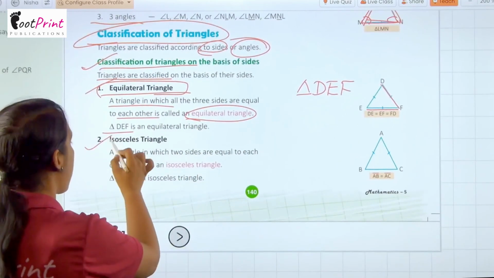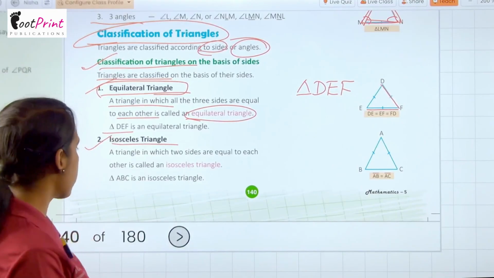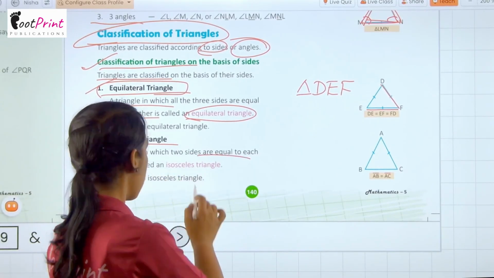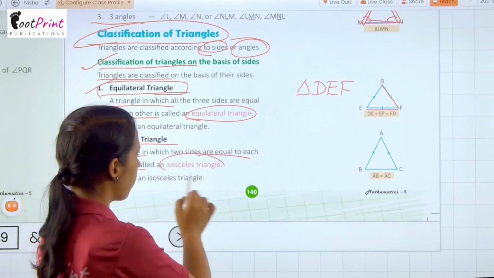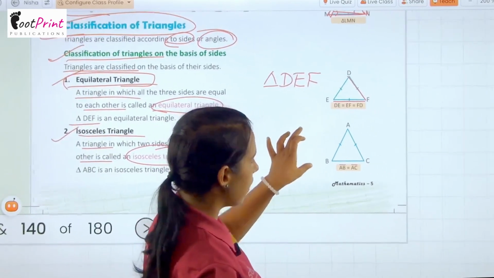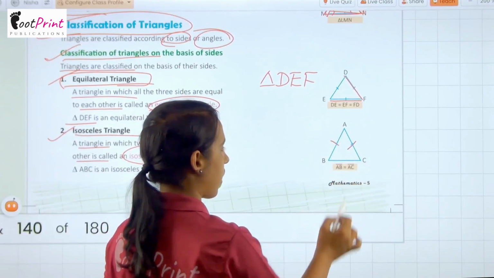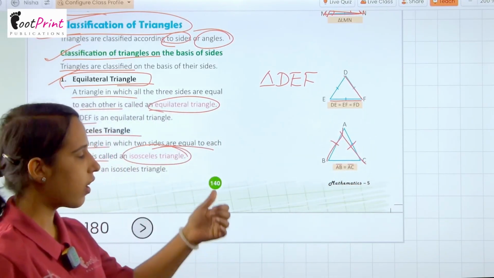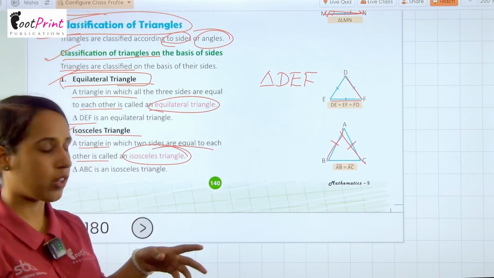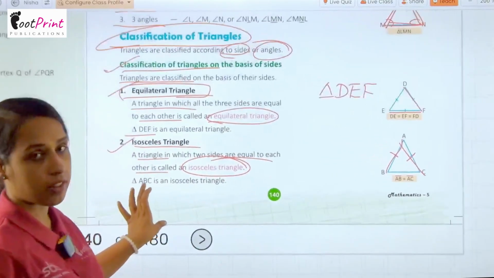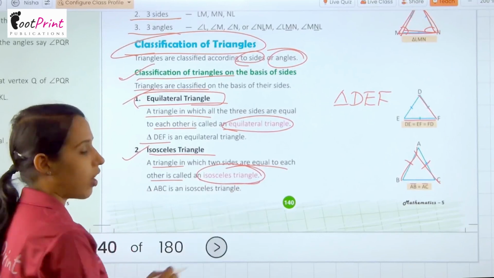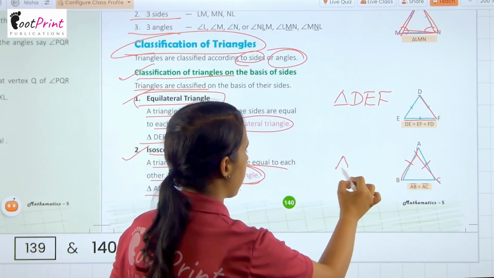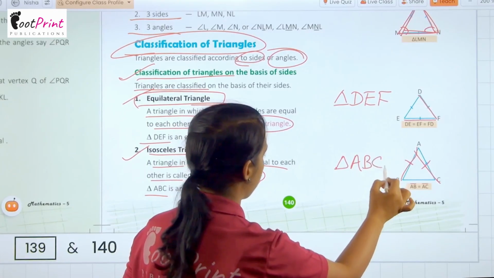Next one is the isosceles triangle. So what is an isosceles triangle? A triangle in which two sides are equal to each other is called an isosceles triangle. If in a triangle we have two equal sides, here we have AB equals AC. So here in this triangle we have two sides equal. So we can say this triangle is an isosceles triangle. So here triangle ABC is an isosceles triangle.